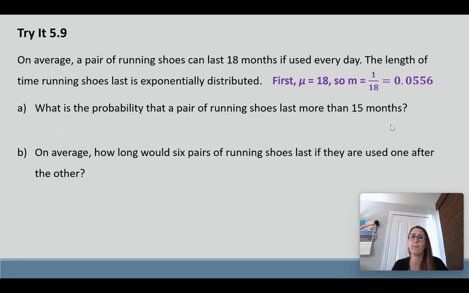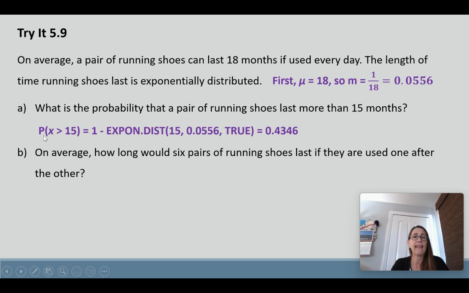So what's the probability that a pair of running shoes lasts more than 15 months? Well, that's going to be P(X > 15). Now remember, when we do those greater than problems, it's 1 minus, because we want the area to the right of the number we're looking at, and our formulas find the area to the left. So 1 minus that will give us the answer we want. So we're going to type into Excel 1 minus the exponential distribution of 15, our M value, and true.